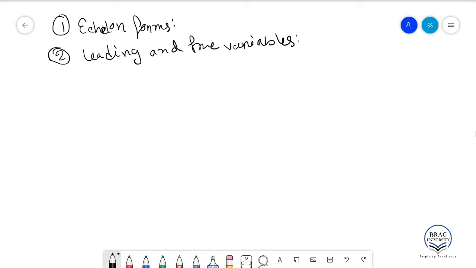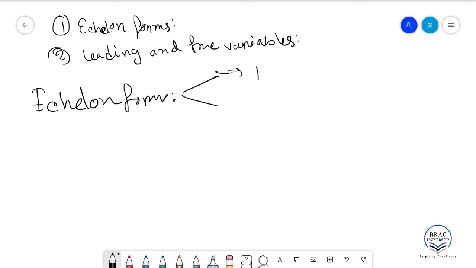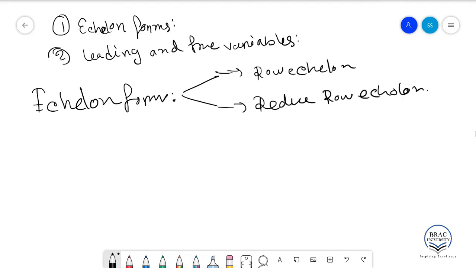So let's talk about echelon forms. We can have two kinds of it. One is row echelon, another one is called reduced row echelon. So let's take an example of row echelon form.